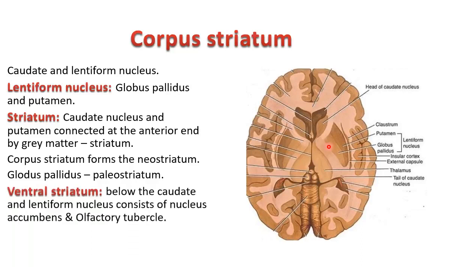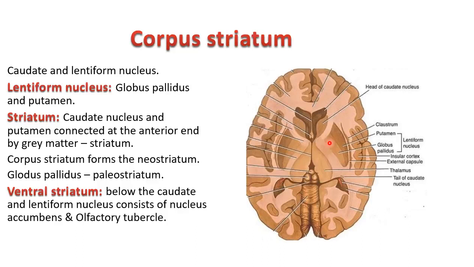Okay, then you also have something called the ventral striatum, because in front of and below this caudate and lentiform nucleus, you have certain nuclei which have similar connections to those of the caudate and lentiform nucleus, and that is why it is called the ventral striatum. That includes your nucleus accumbens and your olfactory tubercle. Okay, they are situated close to your anterior perforated substance.